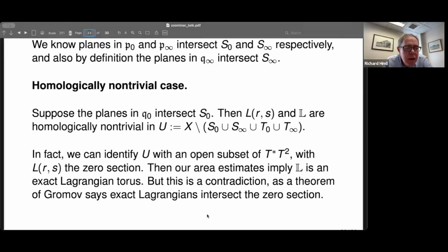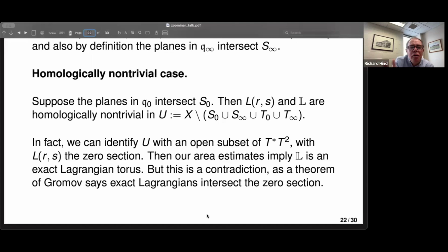Going through this, the complement of the axes can be identified with a subset of the cotangent bundle of the torus. The product Lagrangian, we can translate, make that the zero section. And then by these various area estimates, the Q's have the same area as the P's. The Maslov two sections have the same area. That's enough to deduce that bold L is an exact Lagrangian torus, and then that's a contradiction to Gromov's theorem, because exact Lagrangian tori have to intersect the zero section.